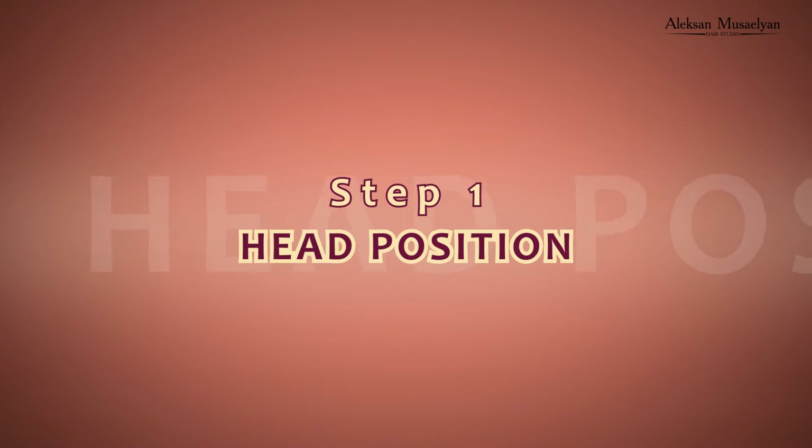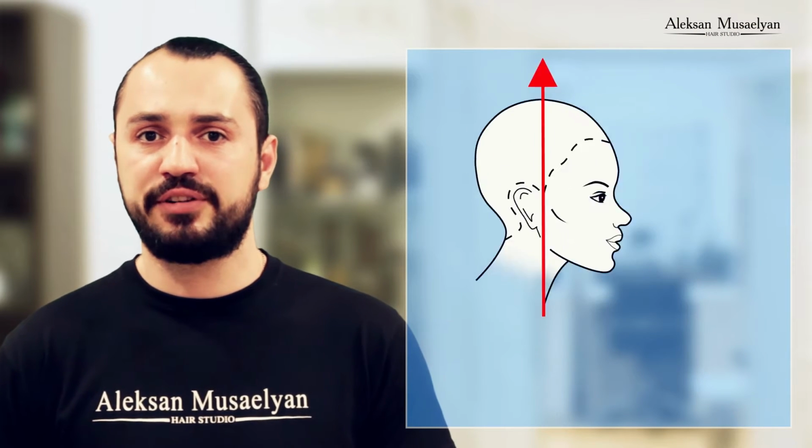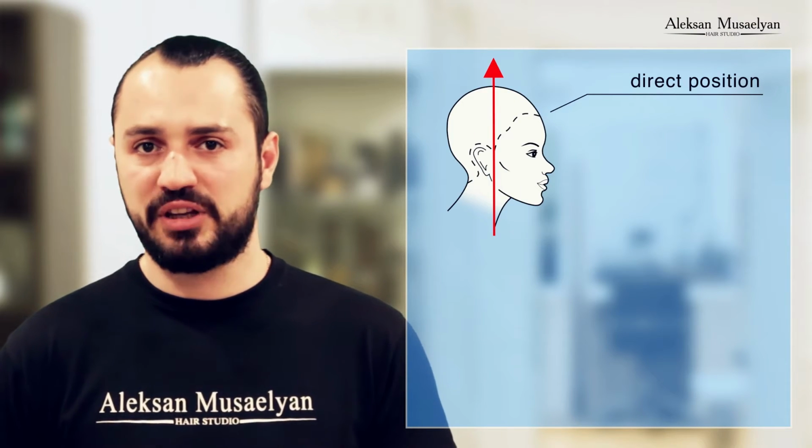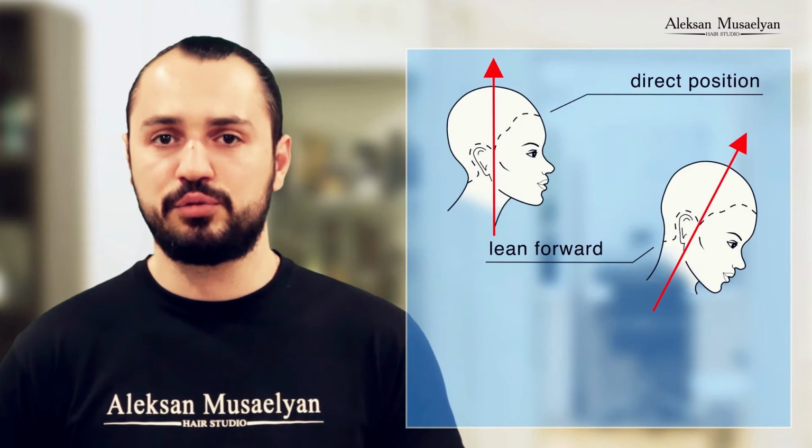Performing each form, you need to clearly follow all clauses of the 7 steps. Let us consider each of them in details. 1. Head position. The position of head can be direct, the traditional head position, providing the most clear and straight lines. Lean forward to create the bending inside hair effect.